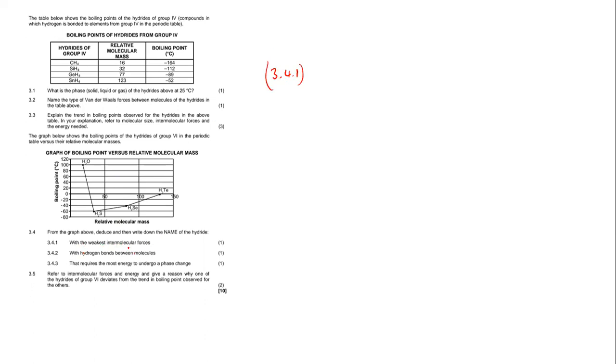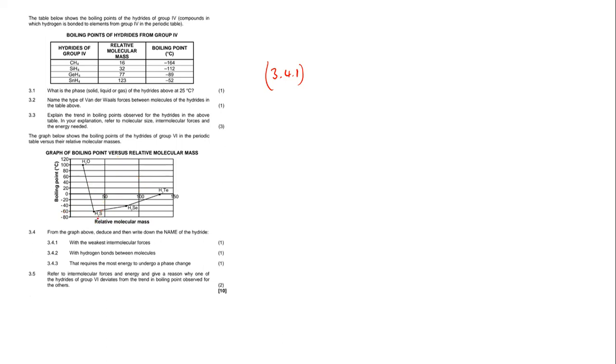Hydride with the weakest intermolecular force. So which hydride in this graph has the weakest intermolecular force? The hydride that has the weakest intermolecular force has a very extreme low boiling point compared to others. So that means in this case, this is the lowest peak of our graph. So that means hydrogen sulfide, or H2S, is the hydride that has the lowest boiling point compared to the other hydrides.